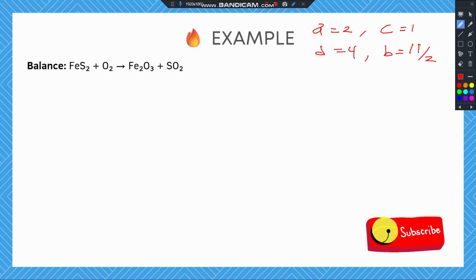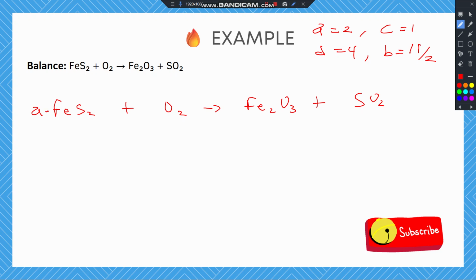So how do I balance the equation? Well, we have the equation that says FeS₂ plus O₂, giving us Fe₂O₃ plus SO₂. Now remember, at the start of this equation, we assigned some letters: A in front of this, B in front of this, C in front of this, and D in front of this.